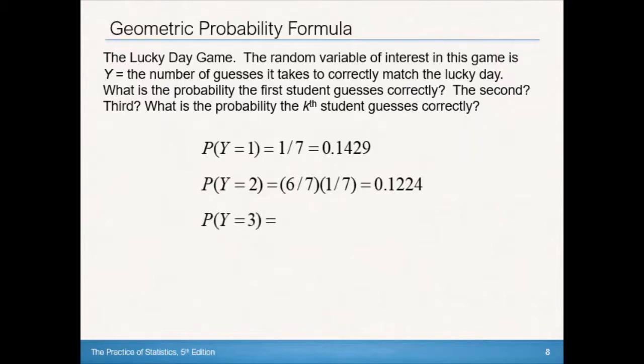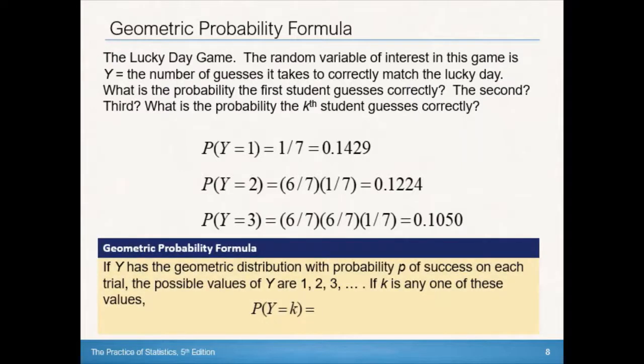Now, what about the probability of 3? Remember, the probability that it takes the third person means the first two guess incorrectly, and then the third person guesses correctly. Can we think about what the formula would look like? Remember that first thing, 6/7, is the probability of failure, and 1/7 is the probability of success. So how many failures do we need? It's 1 less than the number of tries it took before we got success. So we have the probability of failure, 1 minus p, raised to the k minus 1. And then there's only one success, so it's p raised to the 1 power, or just p, because we stop after we get our first success. So a little bit simpler formula than what we saw when we were dealing with the binomial.